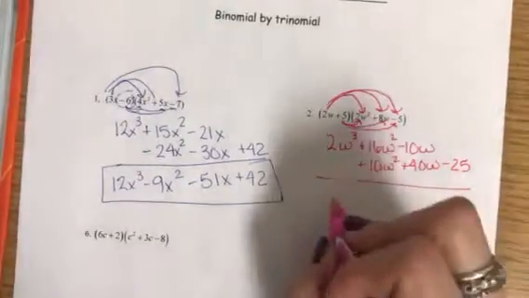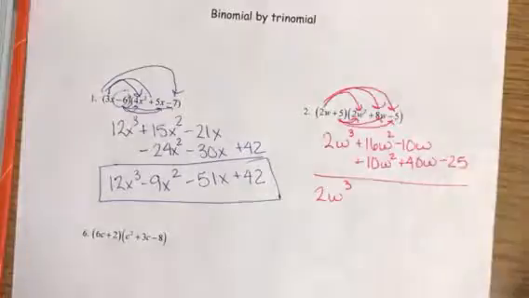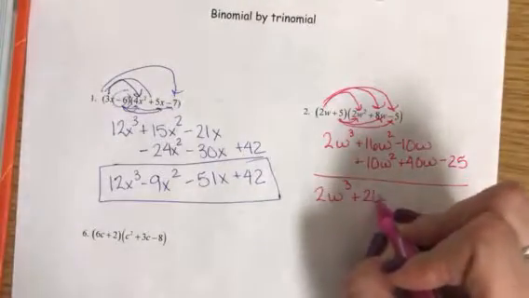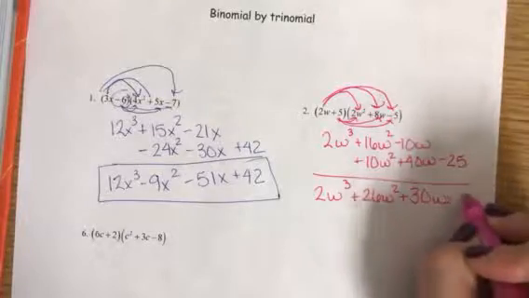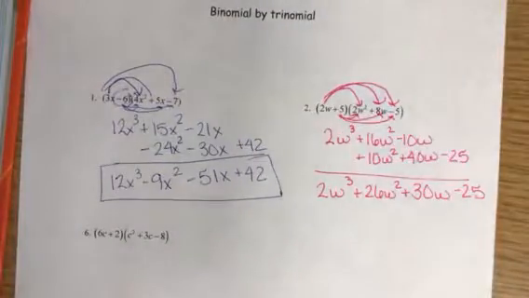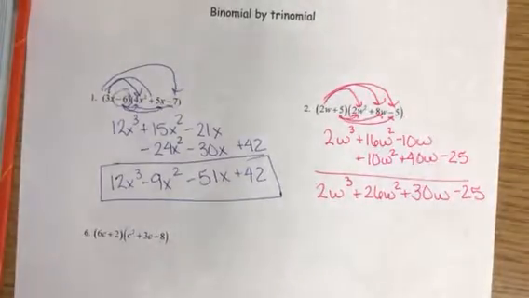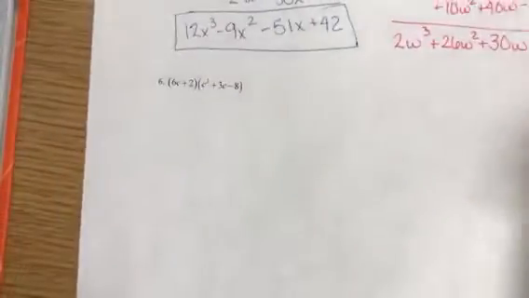So when we combine like terms, we'll get a 2w to the third plus a 26w squared plus 30w minus 25. And then number 3, right, we'll distribute our 6c first.